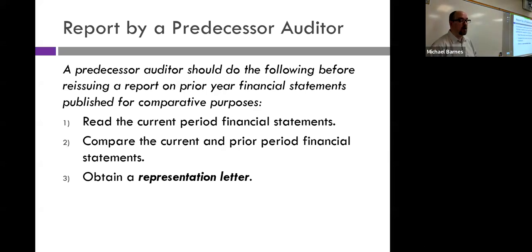So they need to read the current period financial statements, compare current period and prior period financial statements, and then obtain a representation letter. All a representation letter is saying is that we, as a current period auditor, have asked permission to use the prior period auditor's work in our presentation, in our report. So it's just basically saying we're not misrepresenting anything. We're just telling what happened in the previous year, so we can present this on a comparative basis.